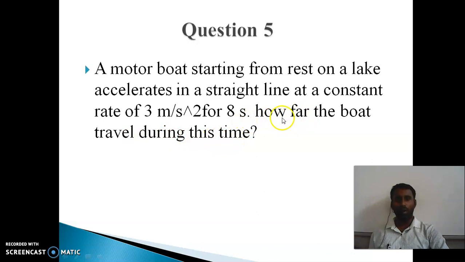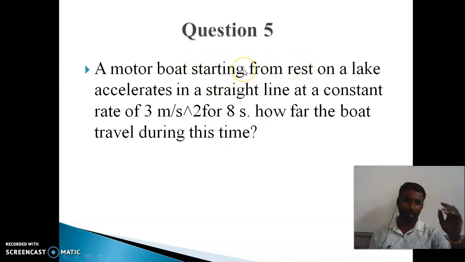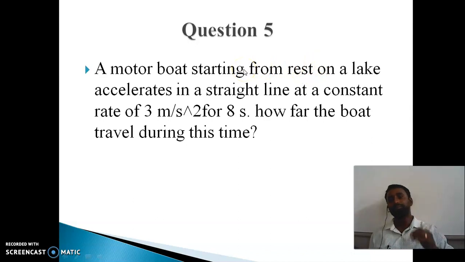So how far, which means what they asked? That is nothing but distance, the distance covered by the boat during this time. Okay, the first one, starting from rest. What is that keyword? Starting from rest. So your initial velocity should be 0 meter per second. Okay, come on, we solve this problem.